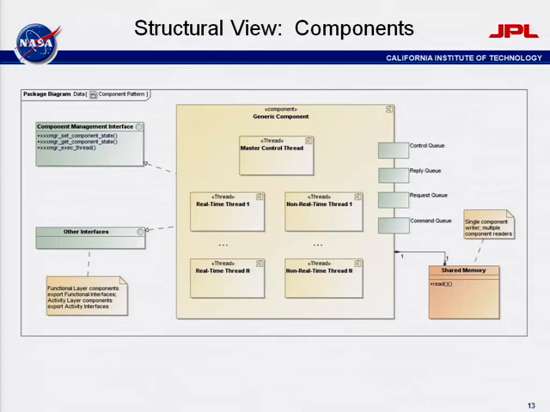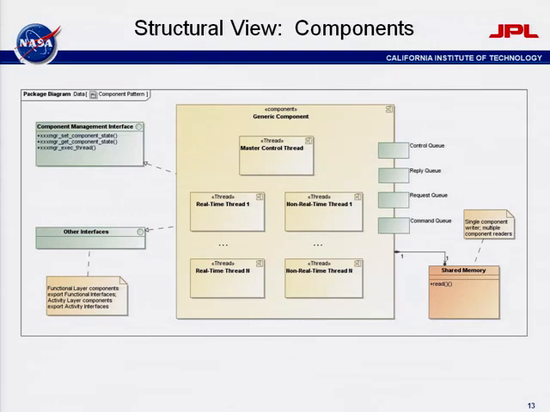You have a single master control thread. You have one or more real-time threads. You have zero or more non-real-time threads. A standard set of queues: a control queue, a reply queue, a request queue, and a command queue. You export a standard component management interface to the core, so the core is able to set the component state or get the component state, and also has a command to execute a thread. And then here is the set of other interfaces.